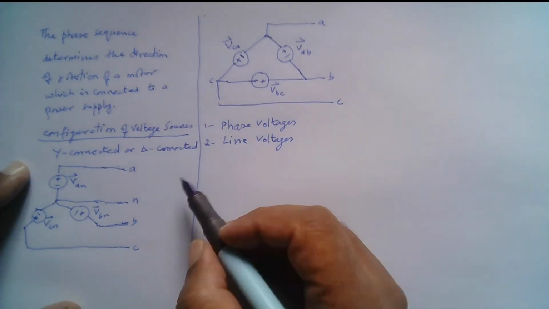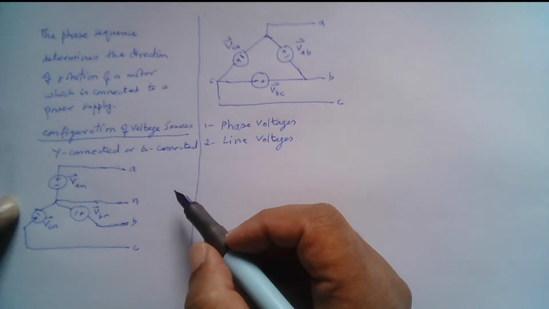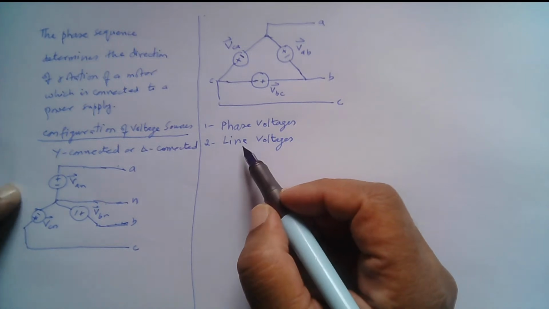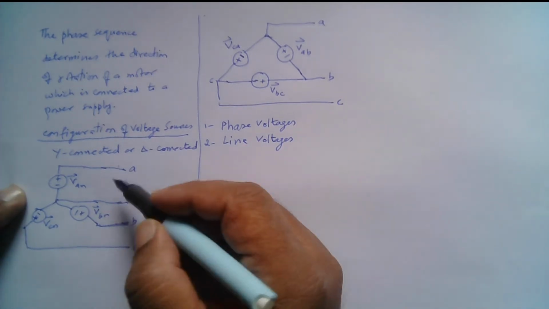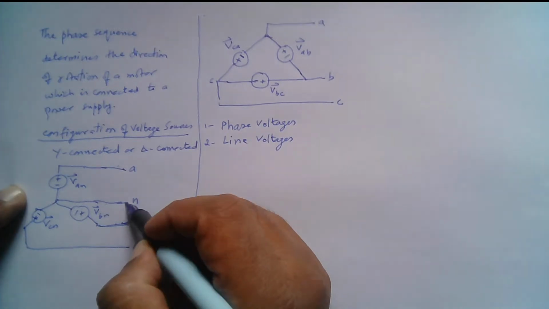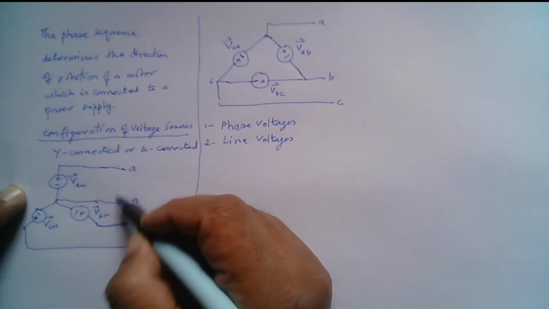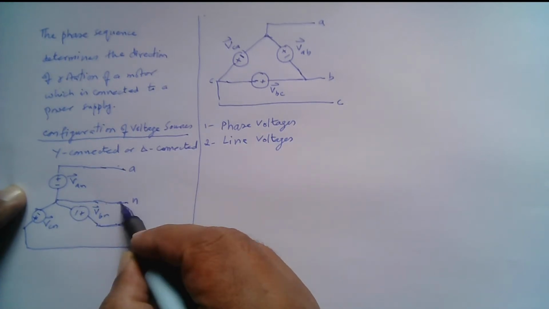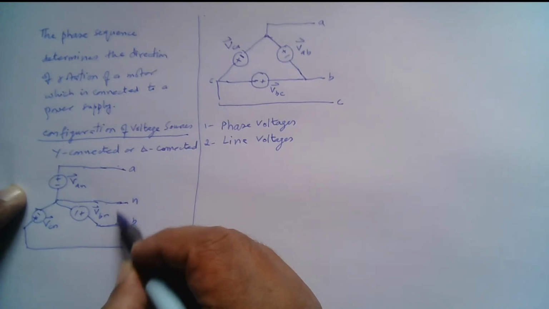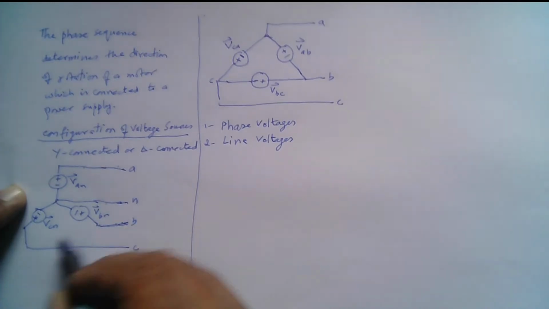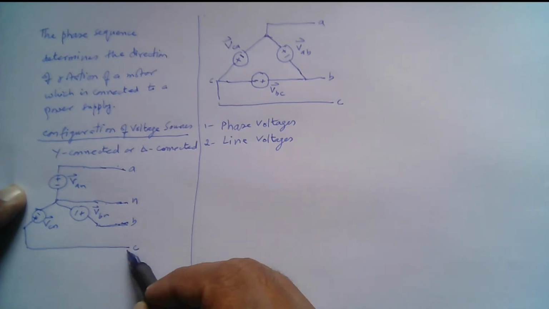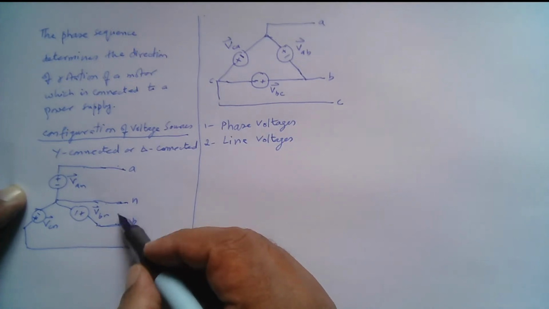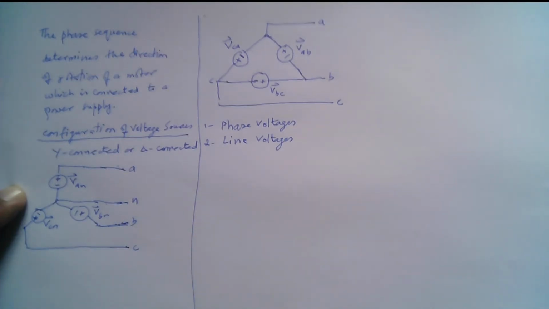All right. So we can have phase voltages and we can have line voltages, right? If we are interested in finding the voltage between this point A and the neutral wire N, this is the phase voltage of phase A. If we are interested in the voltage between line B and the neutral wire N, this is the phase voltage VBN, the voltage of the second phase. And the voltage between C and N is the phase voltage of phase C. So these are the phase voltages.